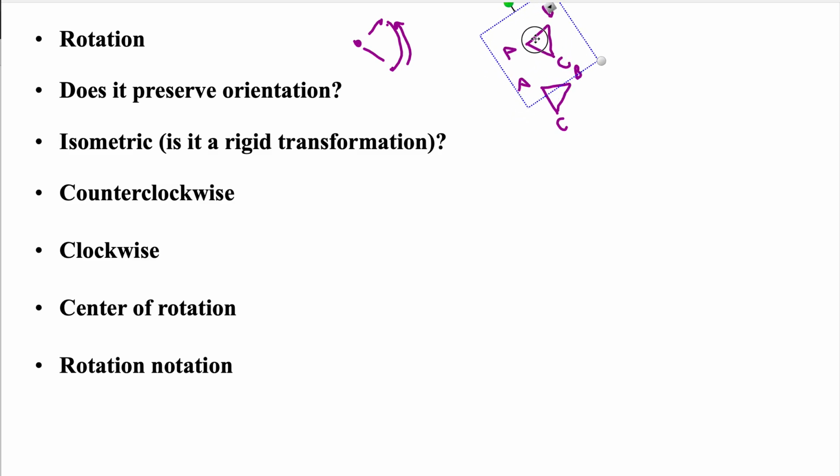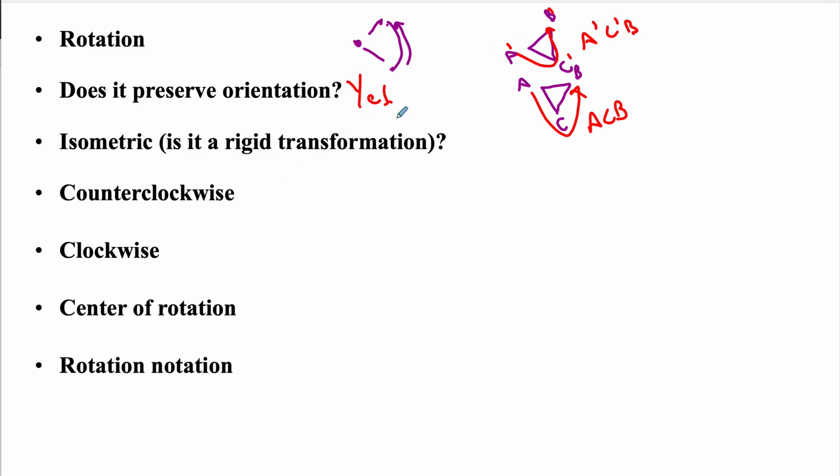If you look at this orientation, this is ACB. Remember, always clockwise. And then we started ACB here, even though this is the prime, right? So it's A prime, C prime, B prime. So yes, it does preserve orientation. Is it isometric? That is, is it rigid? Yes.